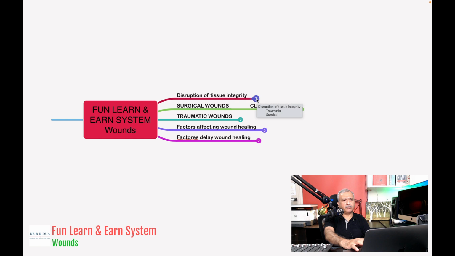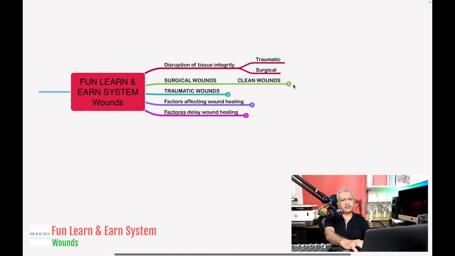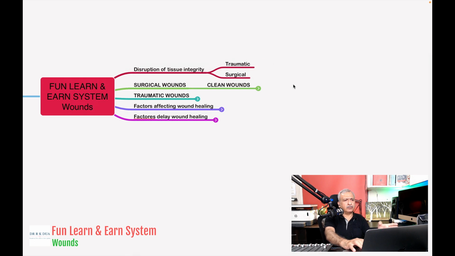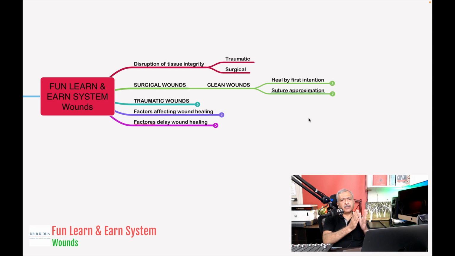So let's dive into the mind map. It is a traumatic and surgical wound. As I have discussed, these surgical wounds are mainly clean wounds. When these wounds are clean, we just do the surgery, like this is the wound. We just close it, approximate it and apply the sutures. Now see, is there any gap between the two tissues? If it is deep, we apply 2 or 3 layers of suture, one here and one on the skin. Our main purpose is that it should not be like that.